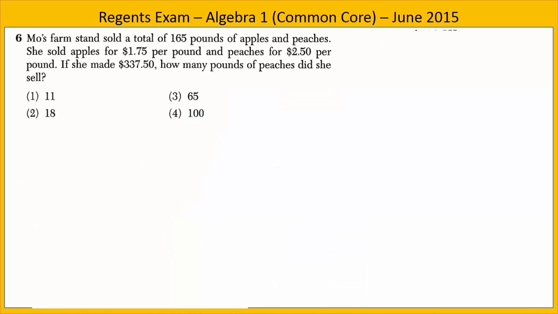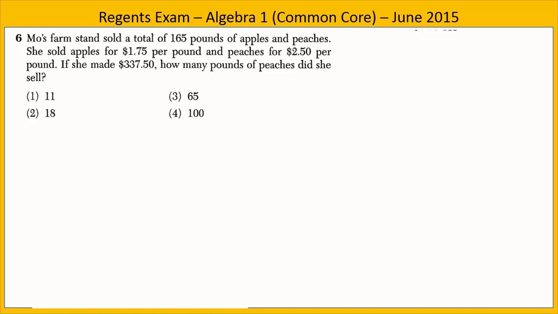In exercise 6, we're told that a farm stand sold a total of 165 pounds of apples and peaches. They sold apples for $1.75 per pound and peaches for $2.50 per pound. They made $337.50, and we want to know how many pounds of peaches they sold.